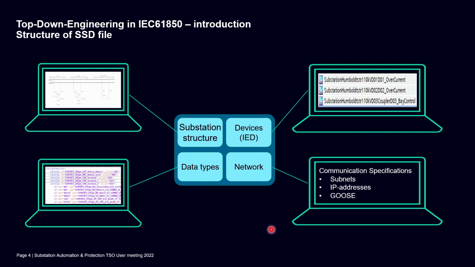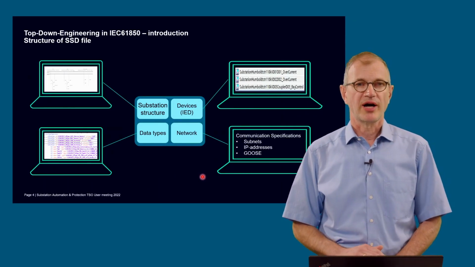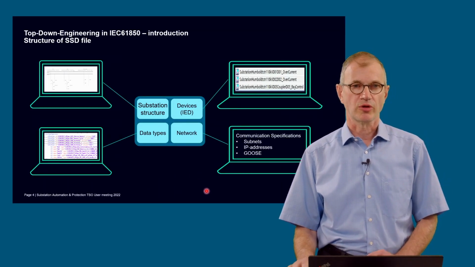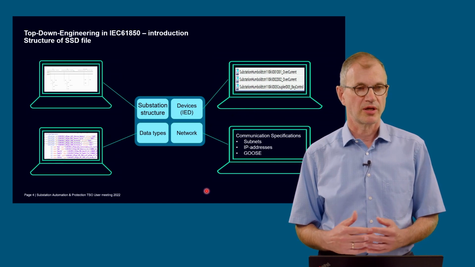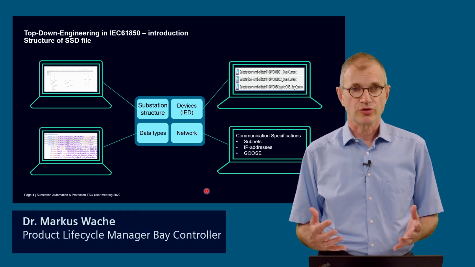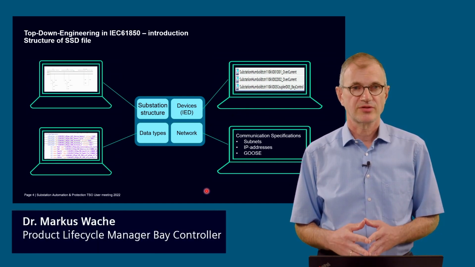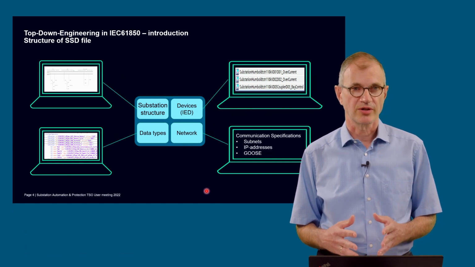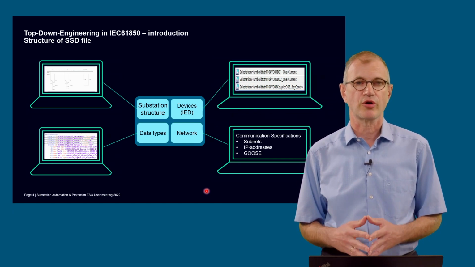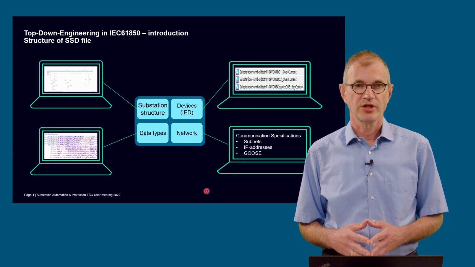And the network describes also very useful functionality which can be used by DIGSI: the subnets, the IP addresses of the devices, and the GOOSE connections, for example. All these 4 parts can be there. They are not mandatory, so an SSD file can of course contain only parts of this content. But this is the full content according to 61850-6.